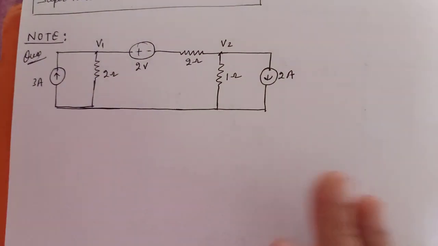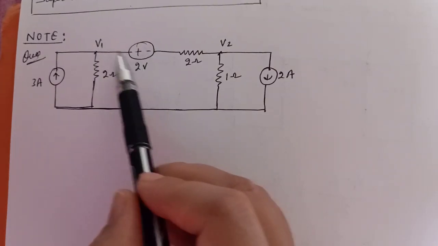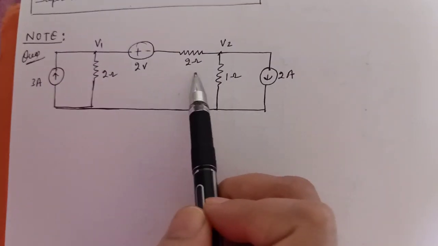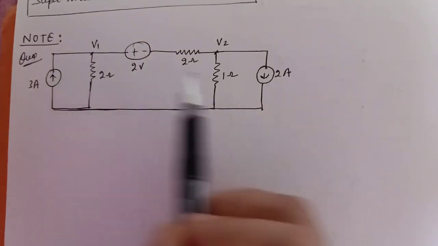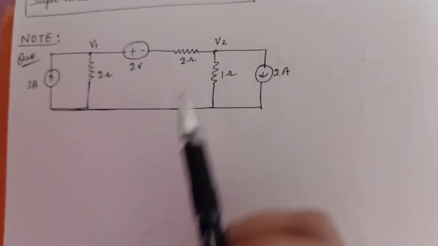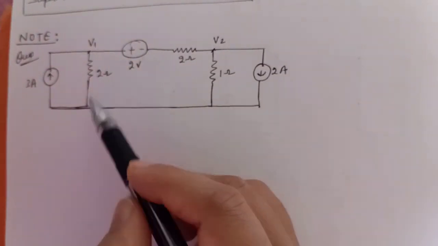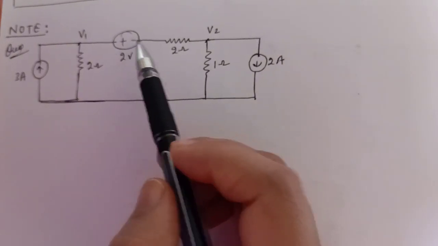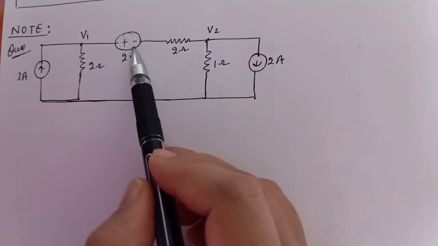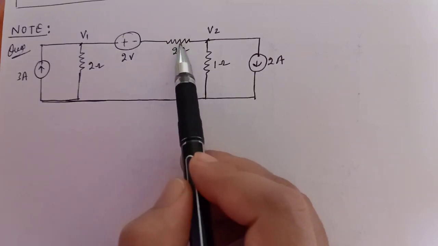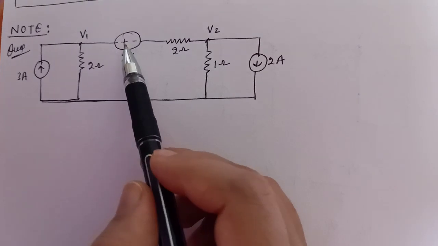So this is another question. In this question, a voltage source is connected between two nodes, and one resistance is also connected. Two current sources and two other resistances. So how to solve this type of question? For this type of question, there is no need to apply KVL directly, because this is not an ideal voltage source. This is a practical voltage source. A resistance is also connected in series with the voltage source.